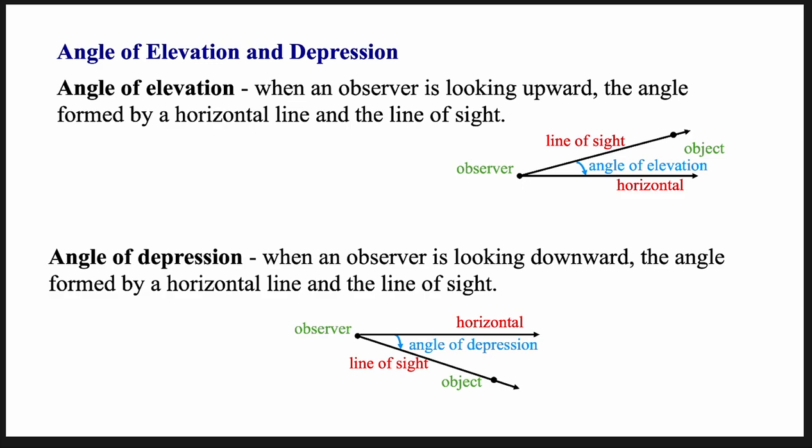All right, difference between angle of elevation and depression. Angle of elevation is basically when you're looking upwards, the angle formed by this horizontal line and the line of sight is called the angle of elevation because you're looking upwards. As for depression, the angle that is formed by this horizontal line and the line of sight is called the angle of depression. Those two would be used on the next examples.